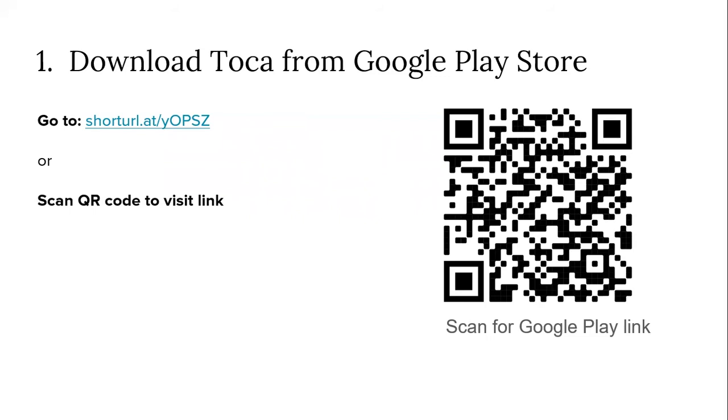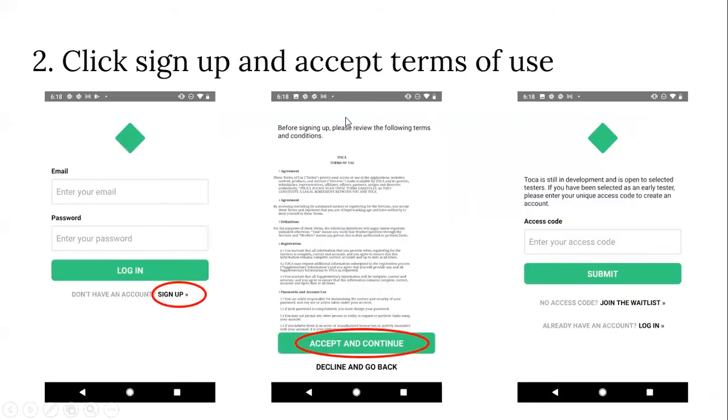If not, you can use the QR scanner on your phone to scan this QR code, which will generate the link for you to download the Toca app. I'll give you a moment. You can pause the video, then download the app. After you download the app, you can go ahead and launch the app by clicking open. It will take you to the home screen of the app.